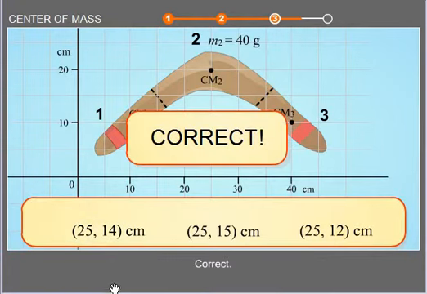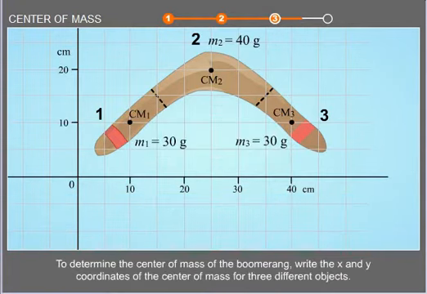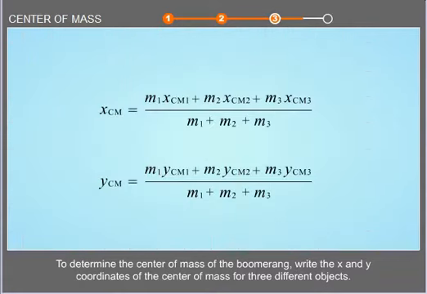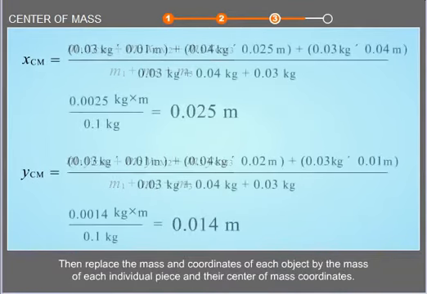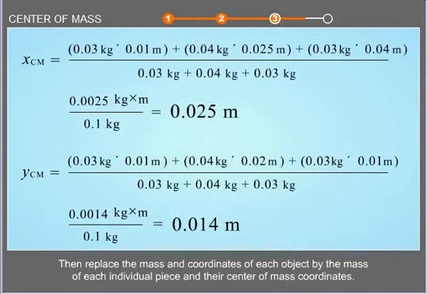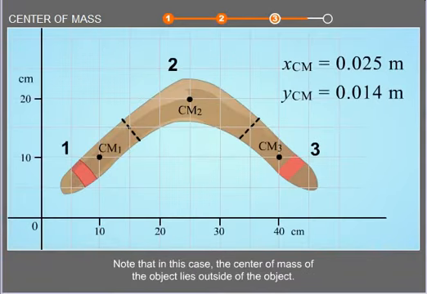Correct. To determine the center of mass of the boomerang, write the x and y coordinates of the center of mass for 3 different objects. Then replace the mass and coordinates of each object by the mass of each individual piece and their center of mass coordinates. Note that in this case, the center of mass of the object lies outside of the object.